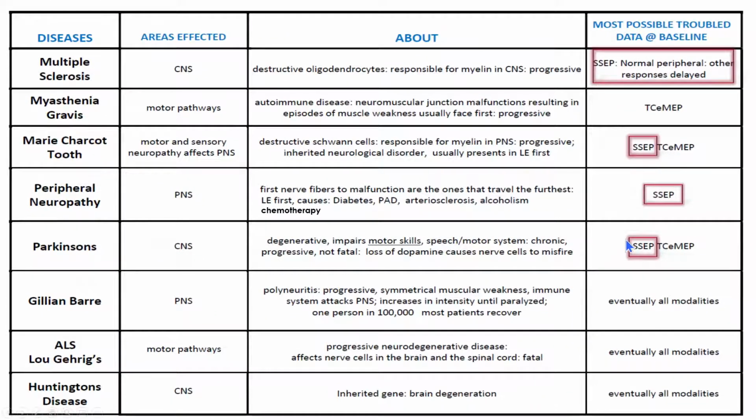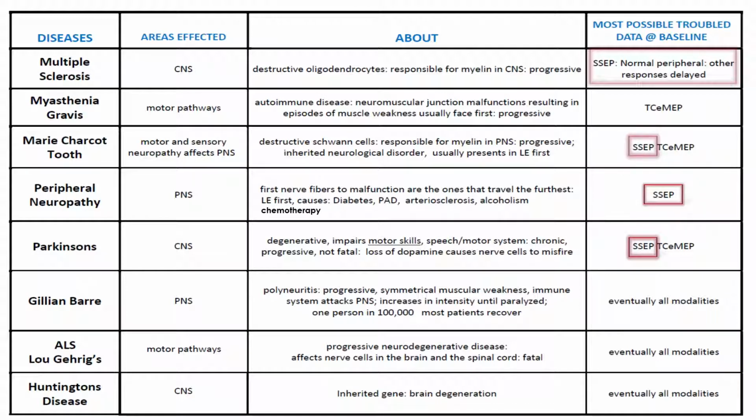Just a few different types of diseases, if you see in the chart that you're going to have problems with your SSEPs. One of them is multiple sclerosis. This is a destruction of those oligodendrocytes. And we know those oligodendrocytes myelinate the central nervous system. So it's a problem with the central nervous system. We may have a normal peripheral response, but the responses above that are going to be delayed because everything else is in the central nervous system.